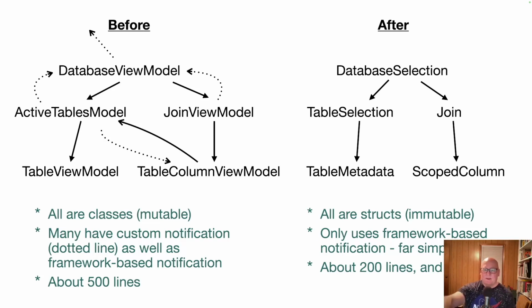Okay, and over here, these are all structs. They're immutable objects, and we're using strictly the framework-based notification, which I understand a lot better than I did a couple of years ago. It's clearly the far simpler approach. Now, they've changed notification yet again in SwiftUI, and I haven't tried using the newest approach, but this one is quite an improvement. We're down to about 200 lines, and I think there's probably another 20 to 50 lines that are going to go away soon, I hope.